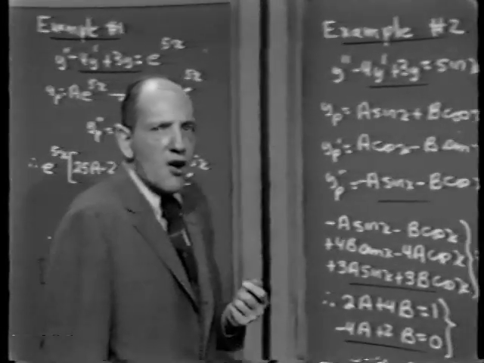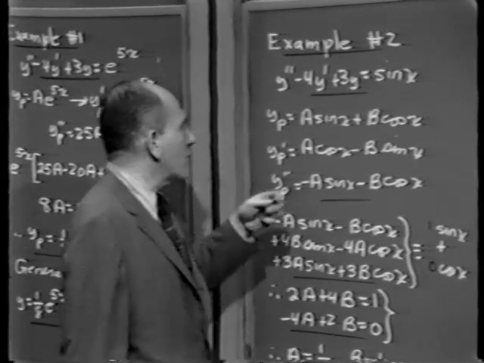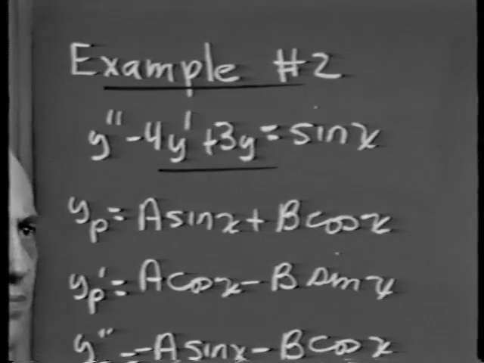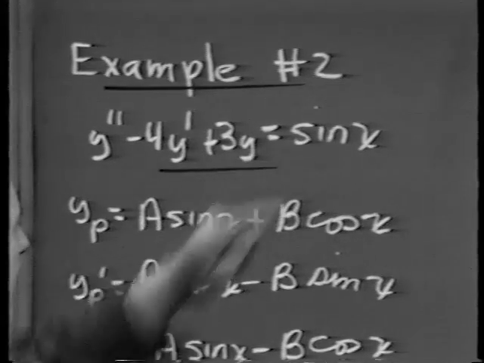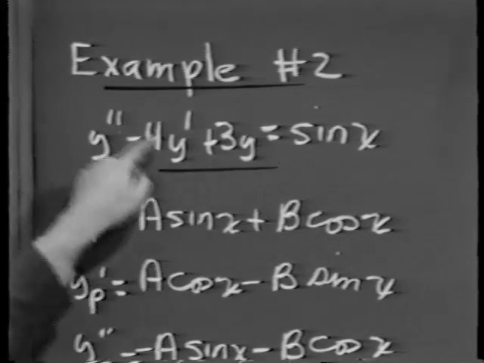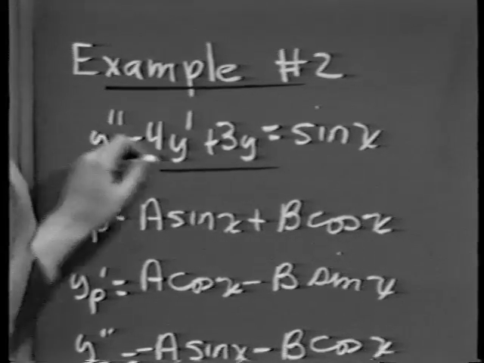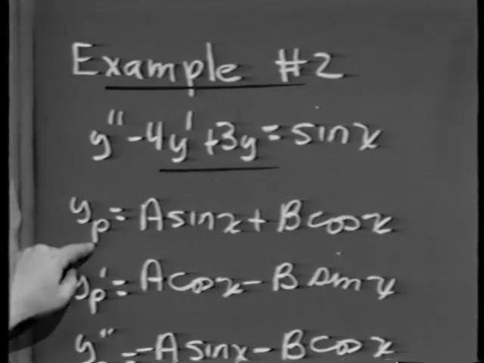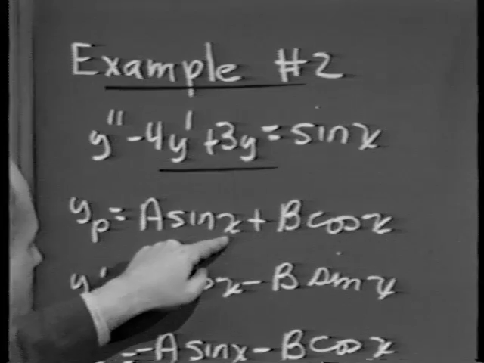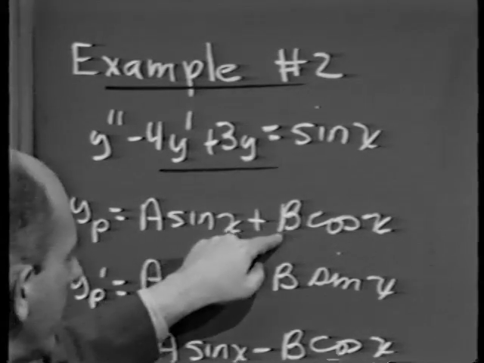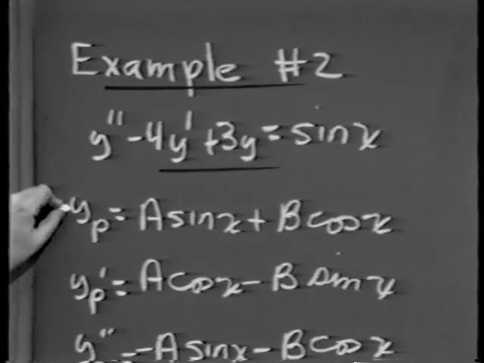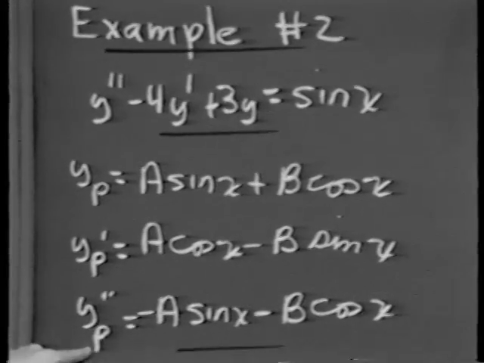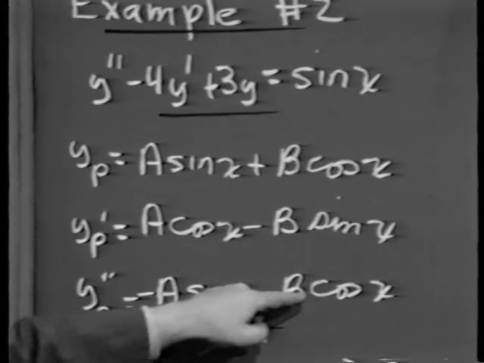For our next illustration, we will keep the same linear part of the equation. We'll again take y double prime minus 4y prime plus 3y, but now we'll let f of x be sine x. In other words, we want to find a particular solution of this differential equation. Again, constant coefficients, and the right-hand side is of the desired form. I simply try for a solution in the form y sub p equals a sine x plus a constant b times cosine x. If I do this, notice that yp prime is a cosine x minus b sine x, and yp double prime is minus a sine x minus b cosine x.